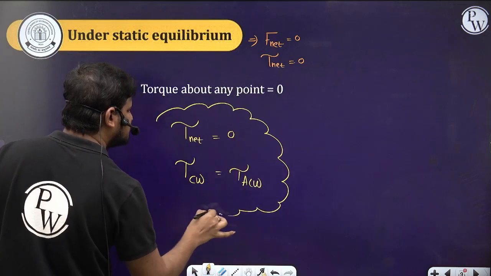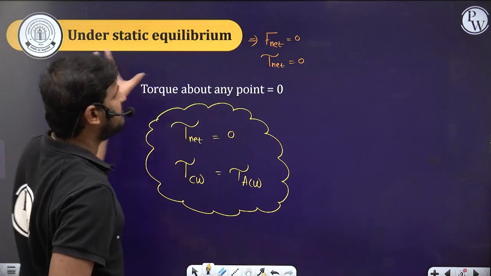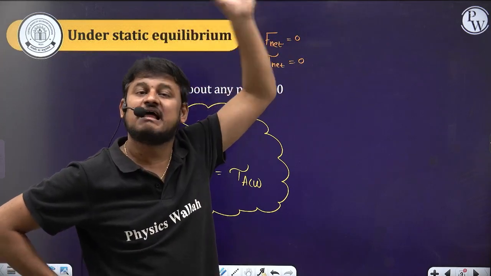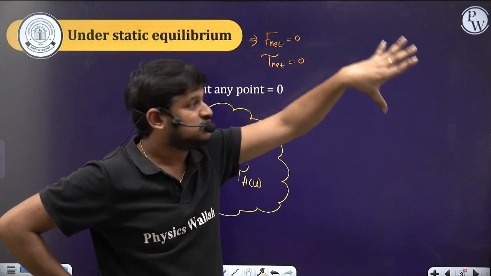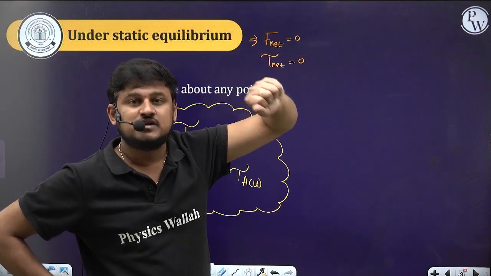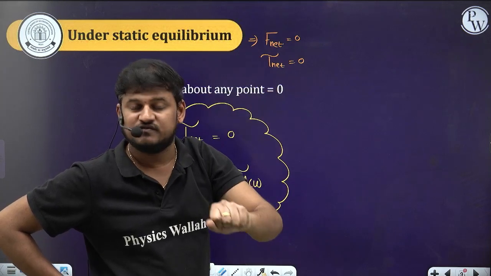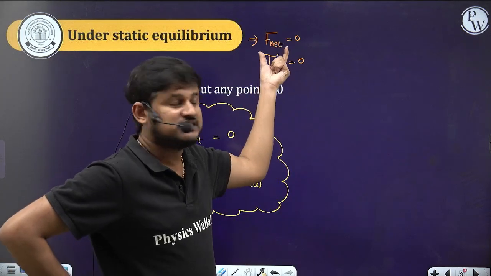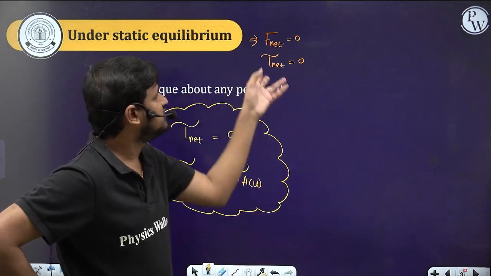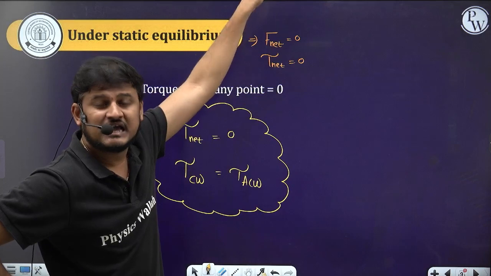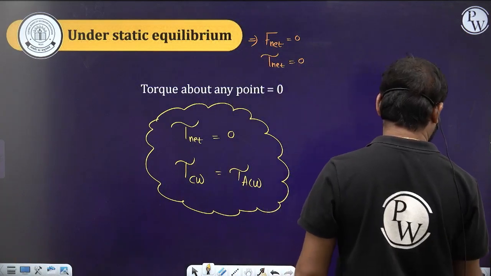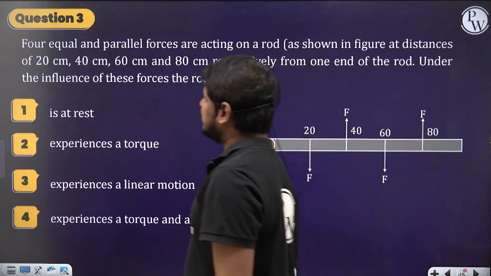Till now you have solved the questions based on the net force acting on the body being 0, when the body is in translational equilibrium only. If the body is in static equilibrium, we should consider both: the translational one, which is net force 0, and the net torque also being 0. Then it is said to be in rotational and translational equilibrium combined, which is static equilibrium. Clear? Done? Chalo. Now let's take a simple question.